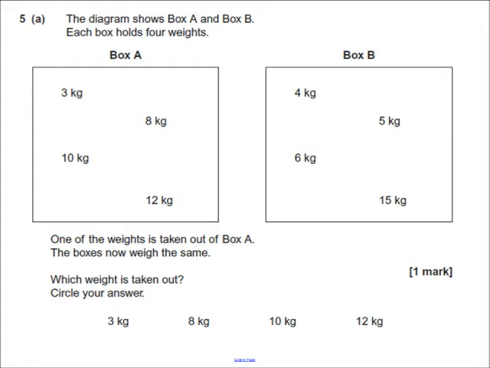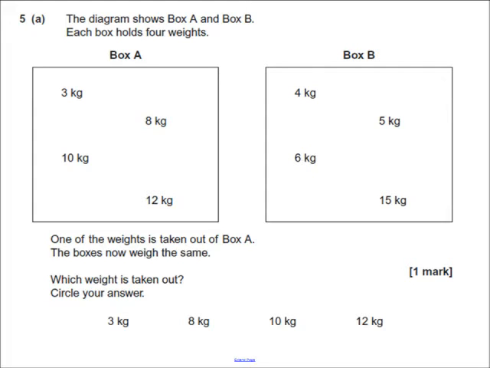Question 5a. The diagram shows box A and box B. Each box holds 4 weights. So box A has 3, 8, 10 and 12 kilograms, box B 4, 5, 6 and 15 kilograms. One of the weights is taken out of box A and the boxes now weigh the same. Which weight is taken out?